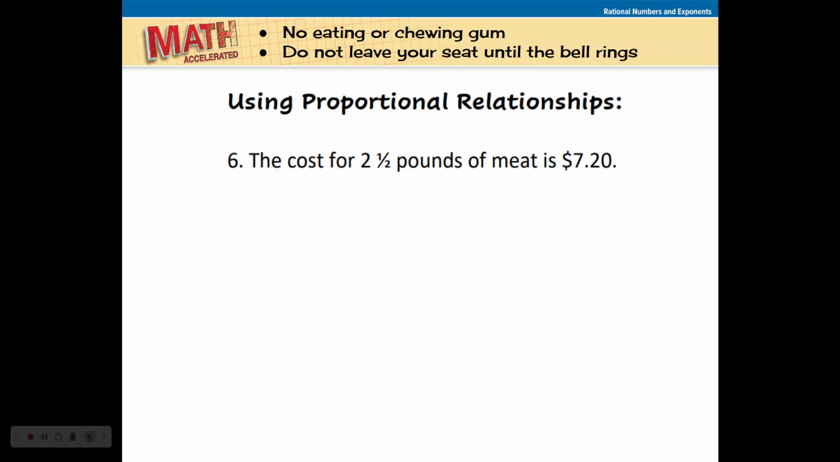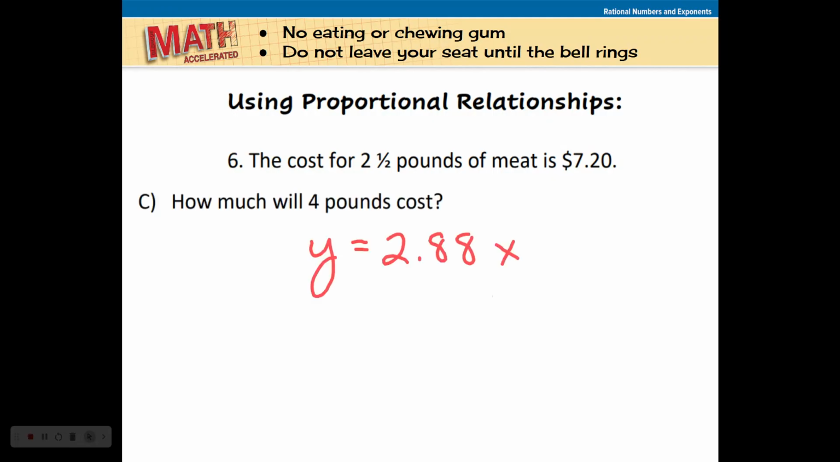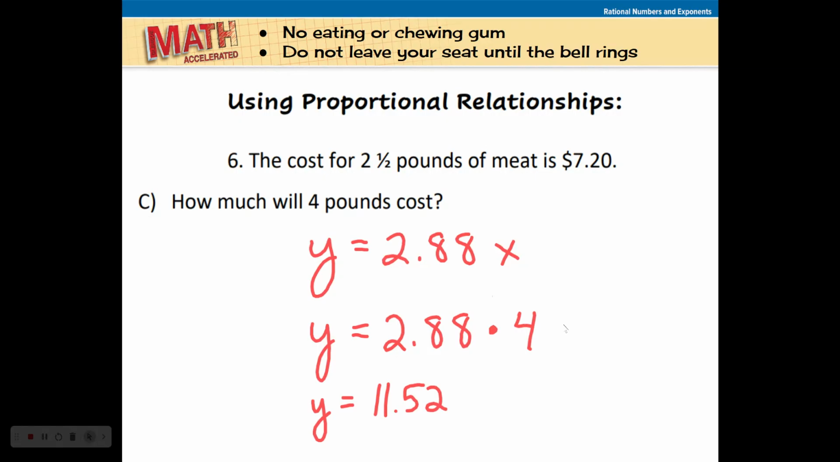So now, letter C, use that equation to find out how much 4 pounds will cost. So the 2.88 is the cost per pound. X is the number of pounds, in this case 4. So we multiply 2.88 times 4, and we get 11.52.